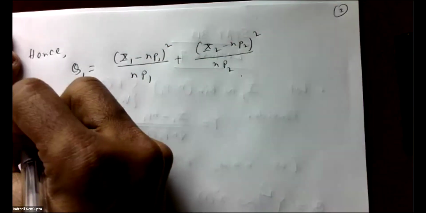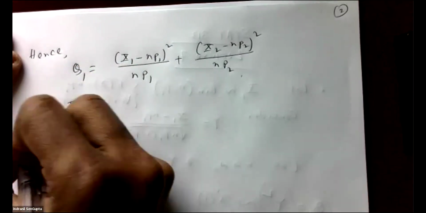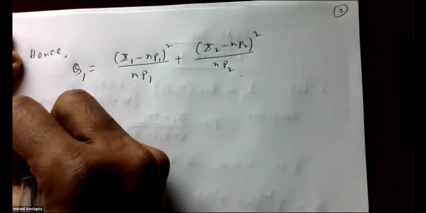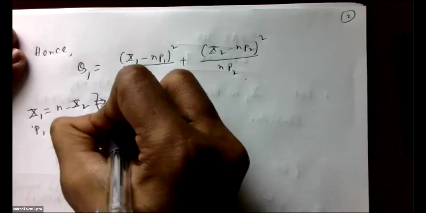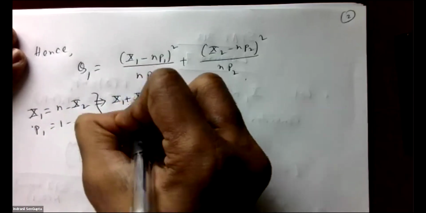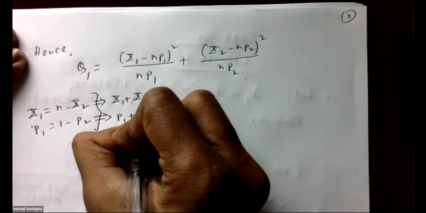Okay. Now, please note the properties of X1 and X2. Remember that X1 equals N minus X2, and P1 equals 1 minus P2. In other words, if I add X1 and X2, it's always N. And also, if I add P1 and P2, it's 1.